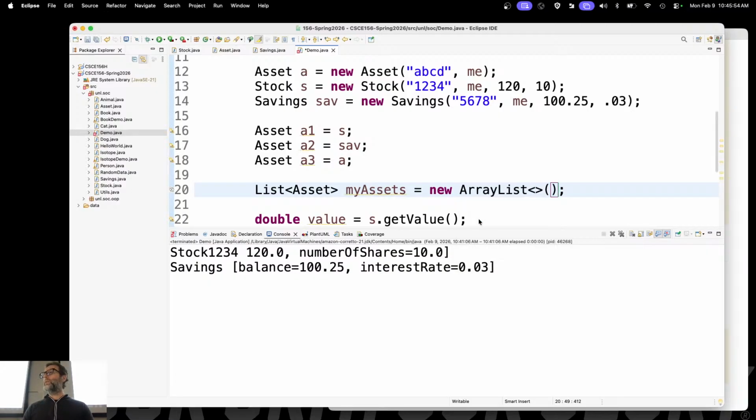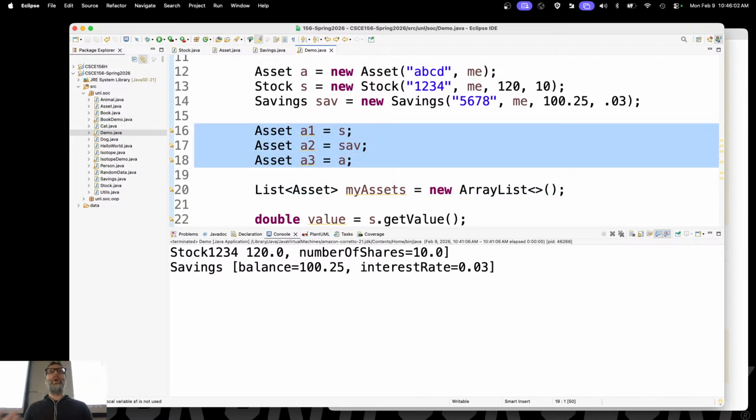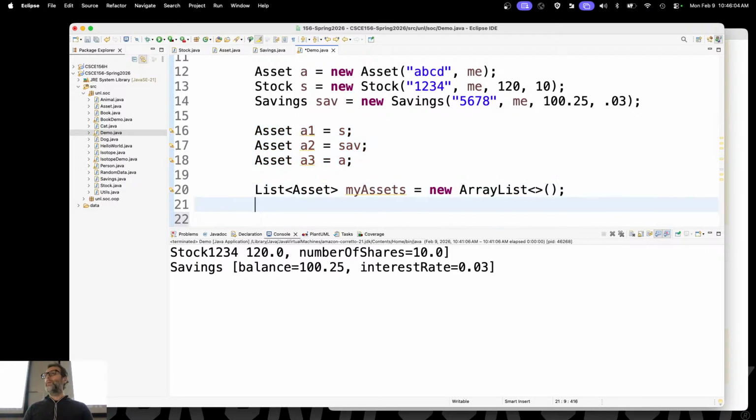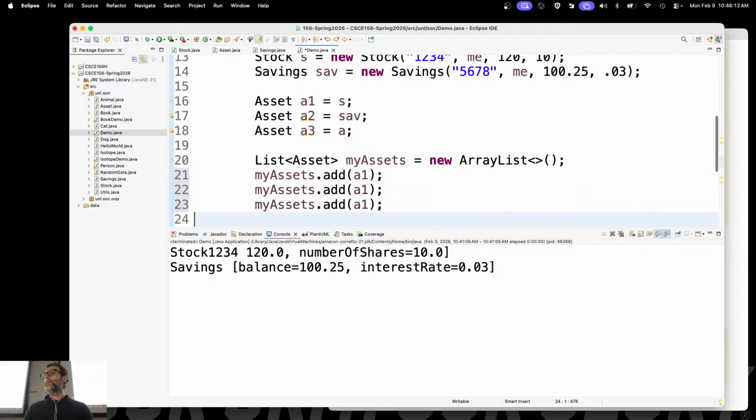Now the reason that I want to do this is because I want to go into a loop and I want to add these things up, right? If I just had them not in a list, I would have to hard code all these things. But I'll go ahead and say my assets dot add A1, right? A2 and A3. And then I can go into a loop.